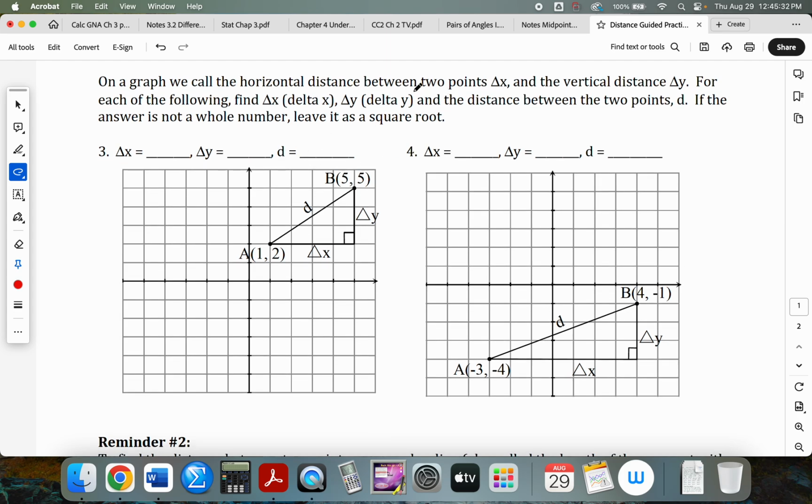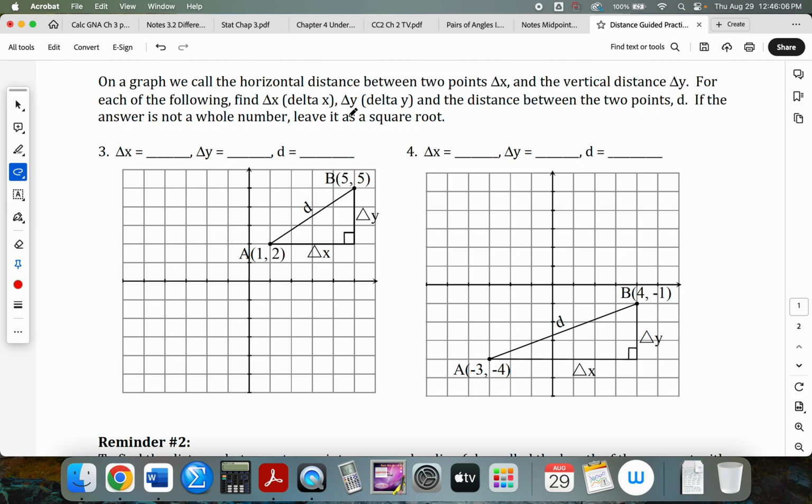So, on a graph, we could call the horizontal distance between 2 points delta x. Have you guys used the delta in science before for the difference between two things? I think we did last year. Okay, so when you see it looks like a triangle, but it's got this one side is darker. That's the Greek letter delta. The reason they used delta is to remind you that it is the difference. It's the difference in x. And then the vertical distance we could call delta y.